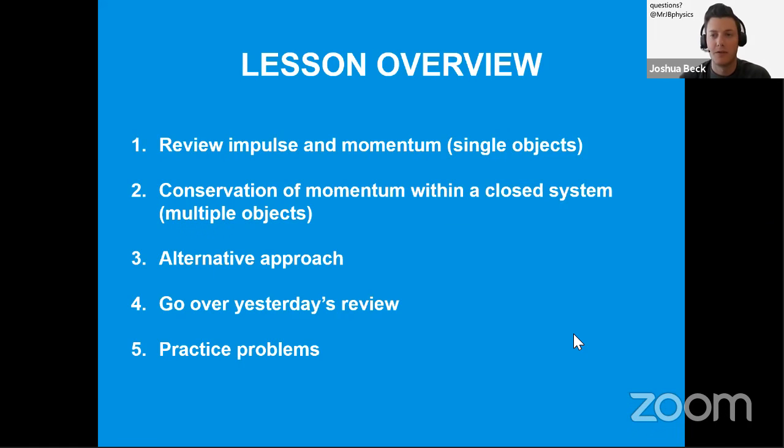So we're going to start by reviewing impulse and momentum for single objects very quickly, and then we will dive into conservation of momentum within a closed system where we have multiple objects. Then we'll talk about an alternative approach, or maybe even two different alternative approaches, ways to view a collision from a conceptual standpoint that can help you navigate your way through, even if you don't have all the numbers that you would prefer to have. Then we'll finally go over yesterday's review problem, and then I'll leave you with some practice for tomorrow.